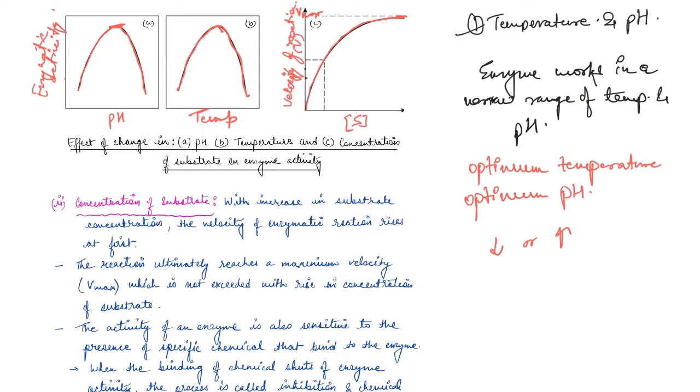So basically the activity of an enzyme is also sensitive to the presence of specific chemicals that bind to the enzyme. Say if the binding of a chemical shuts off enzyme activity, that process is known as inhibition. This is happening when there is a chemical which binds to the enzyme and shuts its activity. And such chemicals are known as inhibitors.